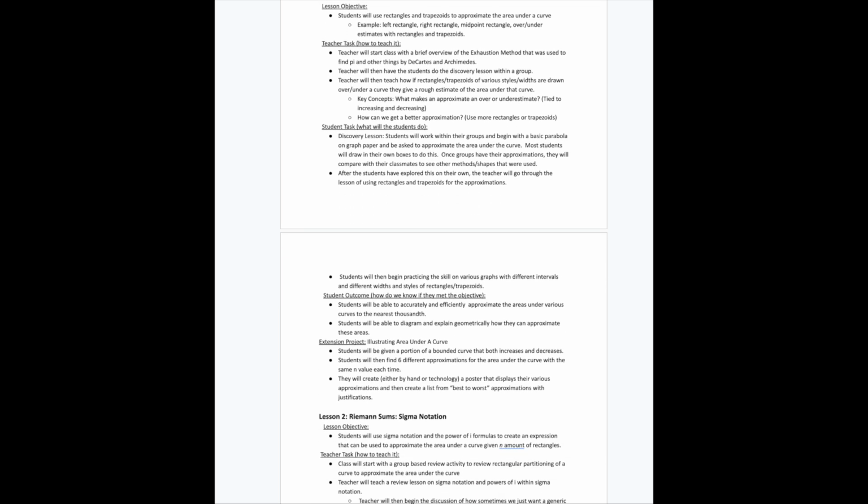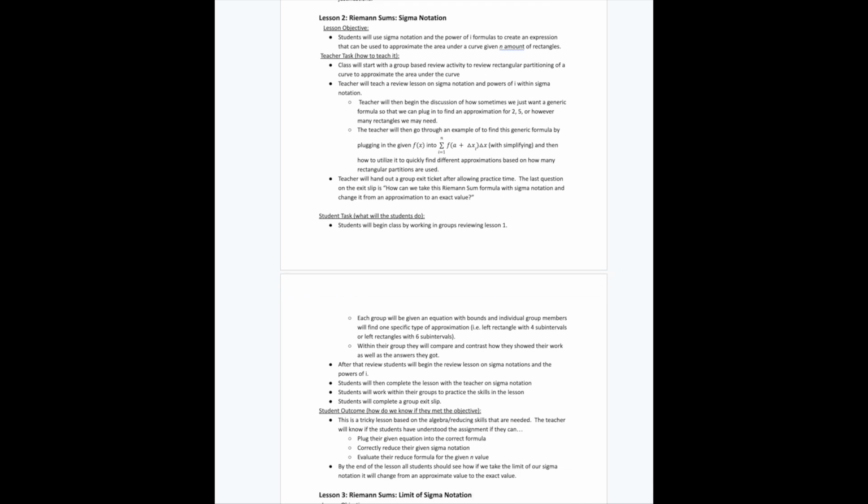And then at the end of that lesson, they have an option to do a little extension project where you give them a curve and a certain amount of approximations to find, and then either by hand or with technology with Desmos, they make a poster or some sort of presentation where they rank them from best to worst, where they have to justify that this approximation seems like a better one than this one based on however they see it. So you can get an insight into how they're thinking.